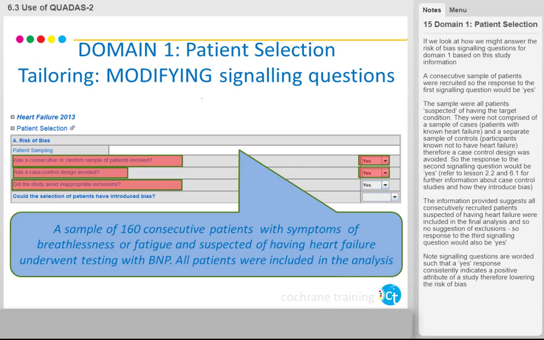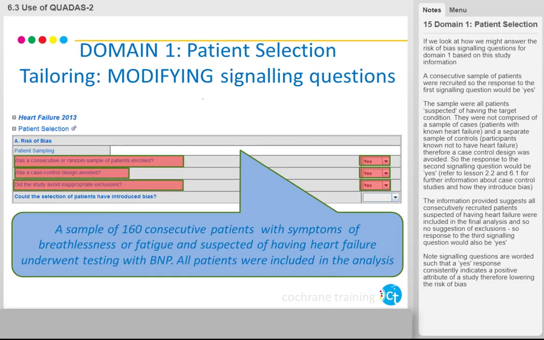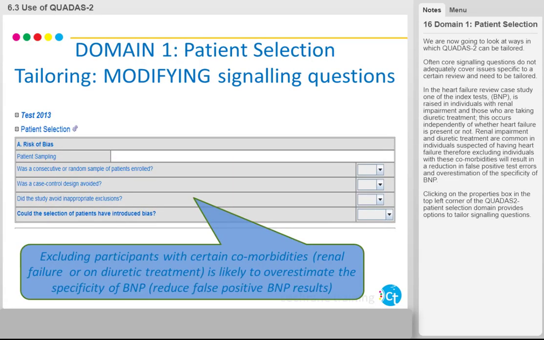You can refer to Lesson 2.2 and 6.1 for further information about case control studies and how they introduce bias. The information provided suggests that all consecutively recruited patients suspected of having heart failure were included in the final analysis and there was no evidence of exclusions, so the response to the third signalling question would also be yes. Note that signalling questions are worded such that a yes response consistently indicates a positive attribute of a study, therefore lowering the risk of bias.